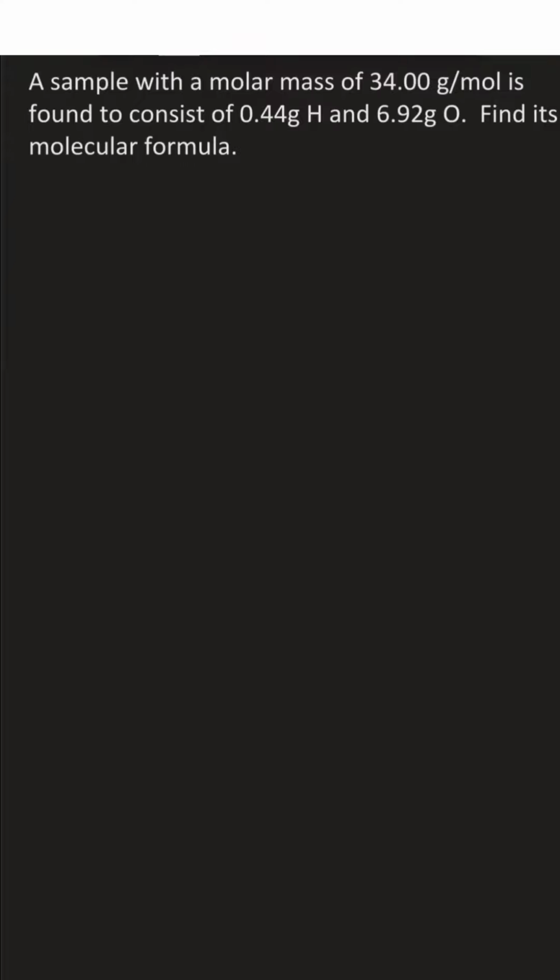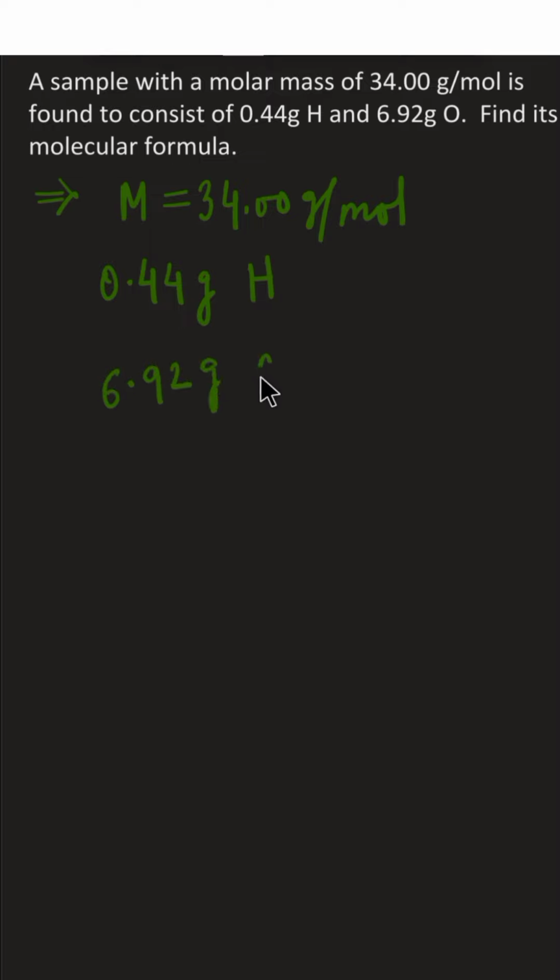Hello. So we are back with a new problem from empirical and molecular formula. As you can see in this problem, it is given that a sample with a molar mass of 34.00 gram per mole is found to consist of 0.44 gram of hydrogen and 6.92 gram of oxygen. So we have to find its molecular formula.